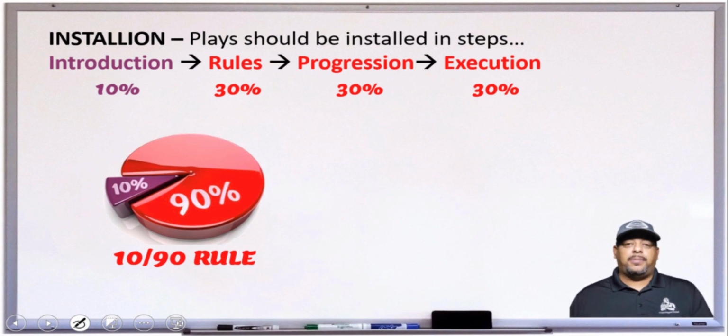How can we get better? What happens if this? We want to spend 30% of the time teaching you the rules, 30% of the time teaching you how to progress and how to get better at that play, and the other 30% of the time making sure that we execute it correctly.